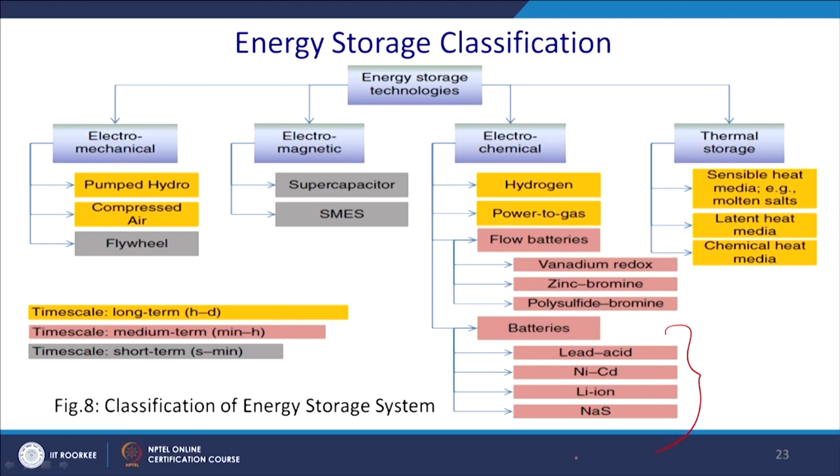Batteries can be lead acid, which was widely used, but due to the lead we are trying to get rid of it. Now you have nickel cadmium or lithium ion or NAS, or you may have thermal storage also: sensible heat media, molten salt, latent heat media or chemical heat media. These can all be used as per suitability, but mostly we will talk about batteries, considering that it is our electrical engineering domain.